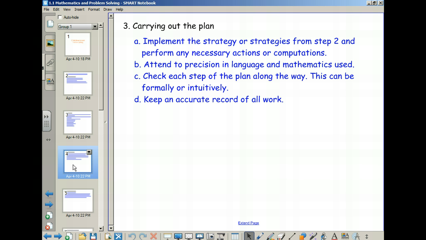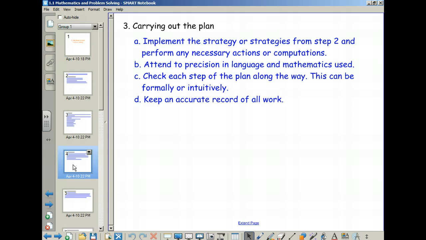The last thing to do after you have identified how to solve the problem is to actually do it: carry out the plan. Carrying out the plan means implementing the strategies from step 2, performing necessary actions and computations. It says attend to precision and language of mathematics used. When you write down a solution, for instance, you want to make sure that you use units. You know, 3 feet is different than 3 meters, that kind of stuff.